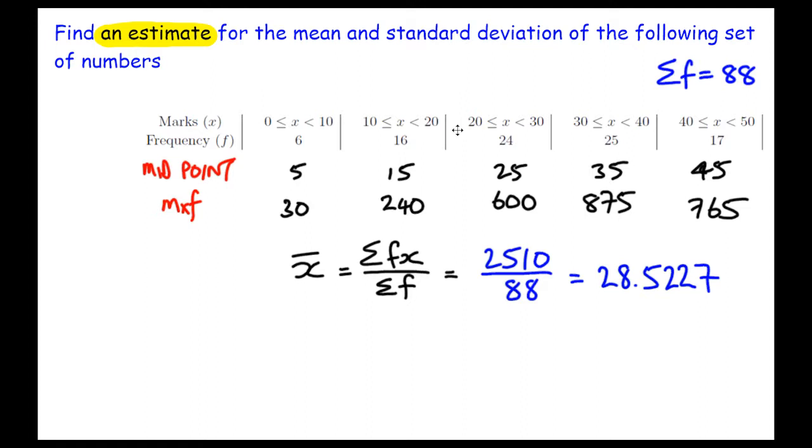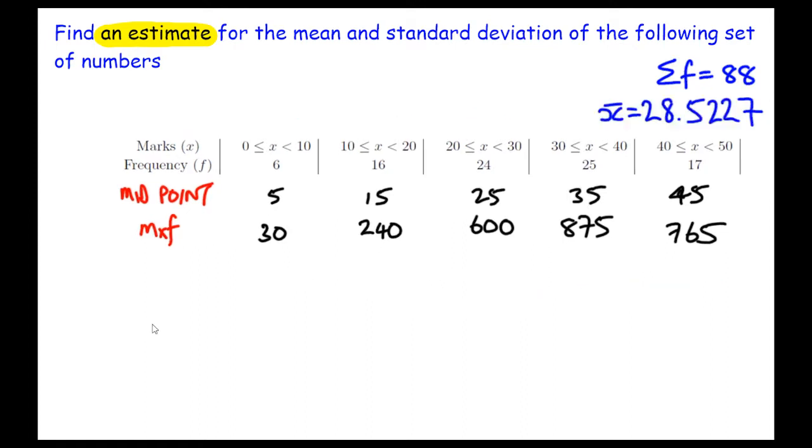All right, so to four decimal places, the mean, or the estimate for the mean, is 28.5227. Okay, so now on to find the variance. Just like before, I have midpoint times frequency, but I'm going to need some x squareds involved.